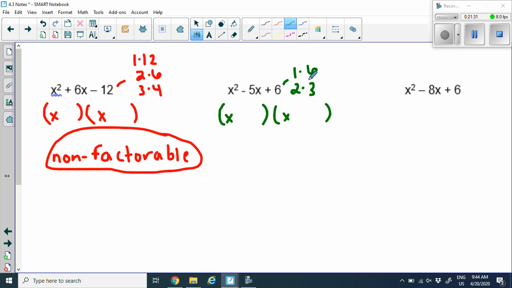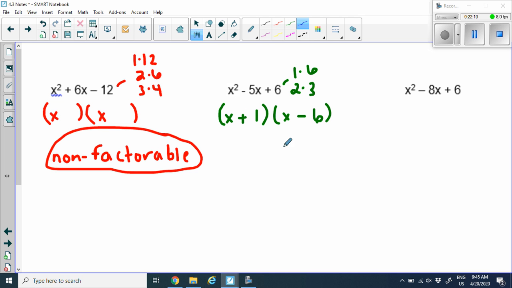Now, let's look at this one. Because we could do like negative 6 and positive 1, or we could do negative 2 and negative 3. So it seems like there's two possibilities here to factor x squared minus 5x plus 6. So let's see which one works, because actually only one pair of these will satisfy this trinomial. So let's try 1 and 6. Because this is a negative 5, that means my larger number has to be negative, and my smaller number has to be positive.